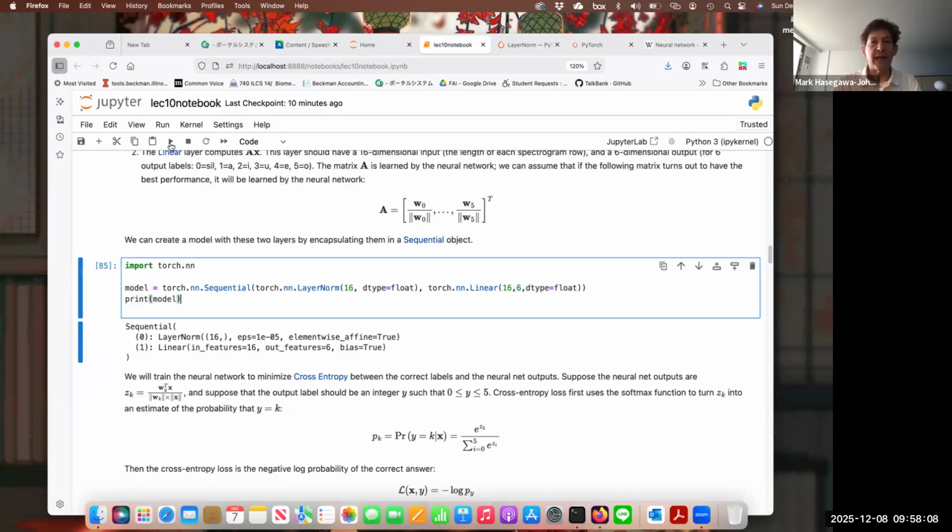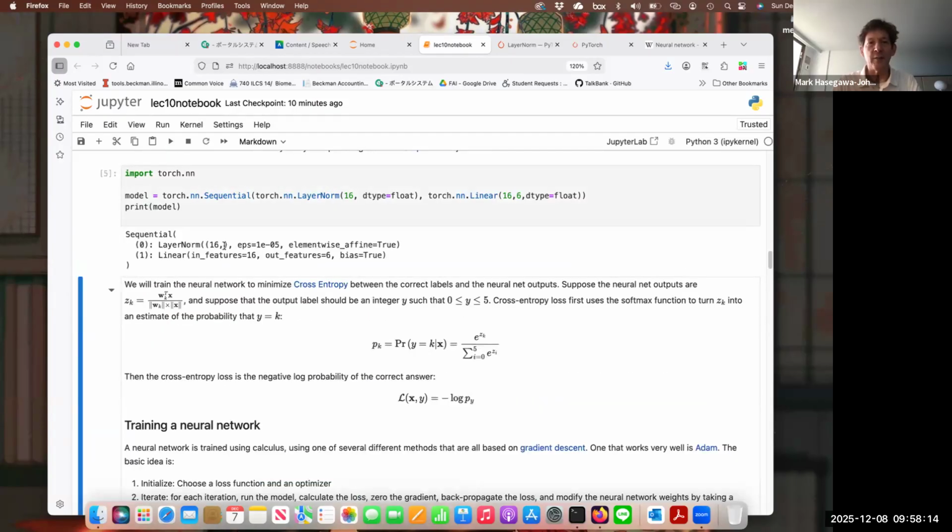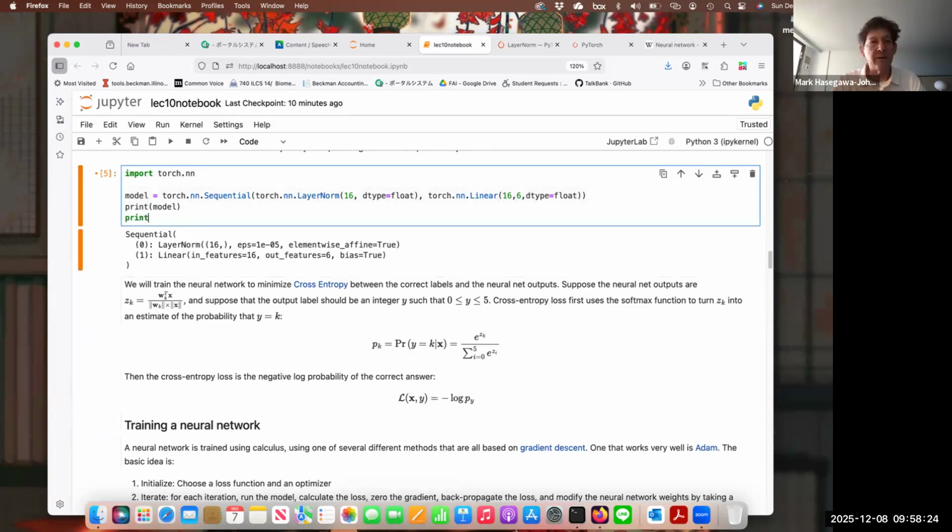We can create that initial layer and print out the model, and the resulting model is just a layer norm input layer and a linear layer which has input features 16, output features of 6. Let me see if I remember. The model 1 will be the linear layer. And we see that the linear layer has input features 16, output 6.